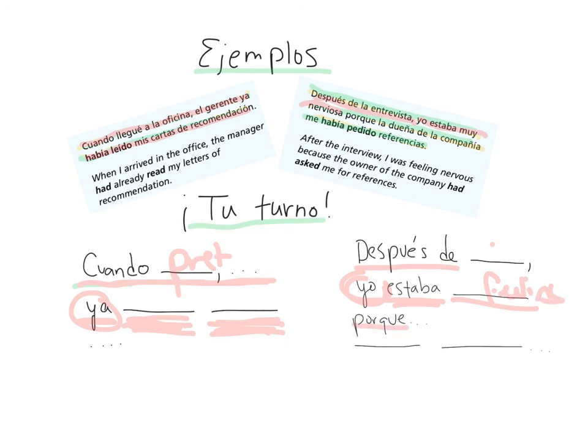Because, so after such and such, I was feeling what? Because, and then I want your pluperfect right down here. So this is your form of había, and this is your participle. So after the interview, I was very nervous because the owner had asked me for references. So some example that's similar to that structure.